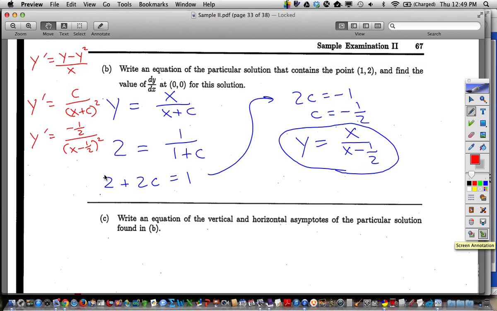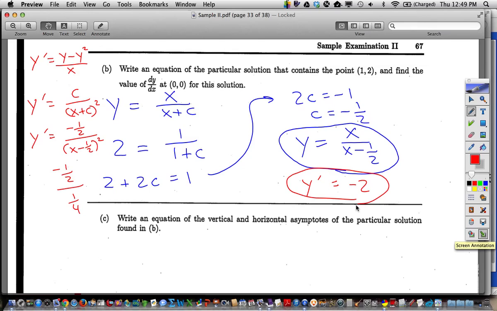Now, there is no y, so we'll just put in the 0 for x. We get negative 1/2 over, put 0 there, 1/4, right? Negative 1/2 squared would be 1/4. What's negative half over a fourth? Invert and multiply: negative 2.